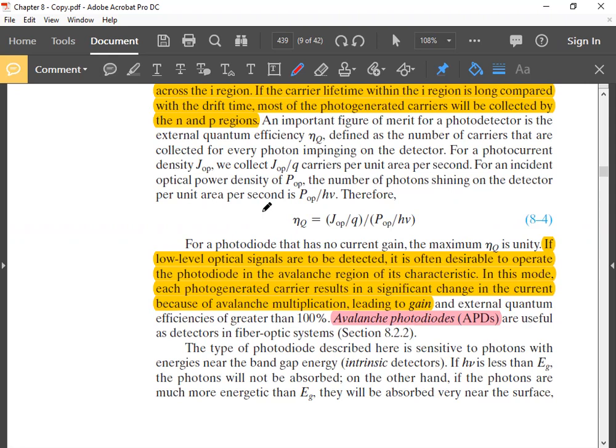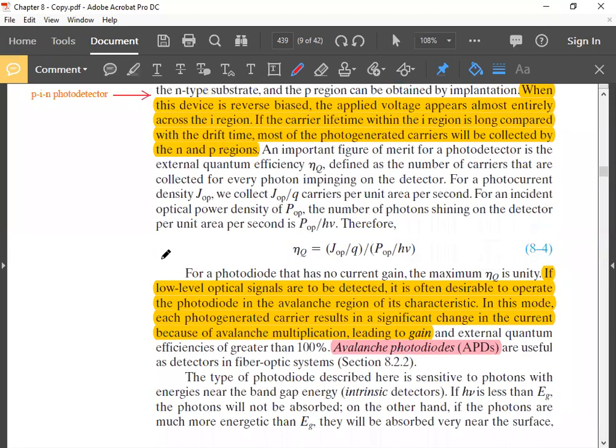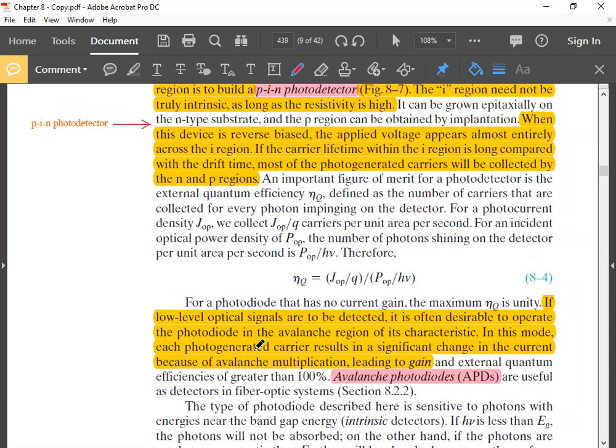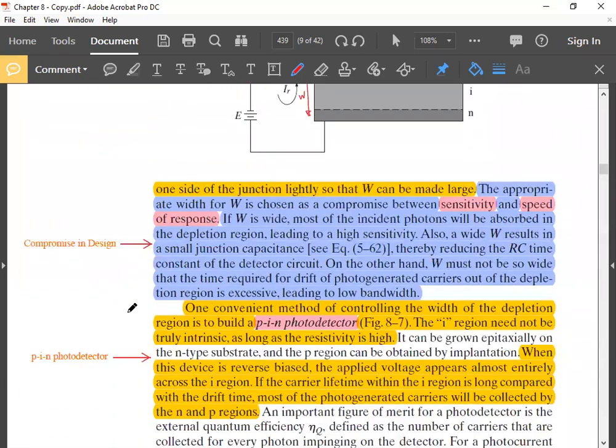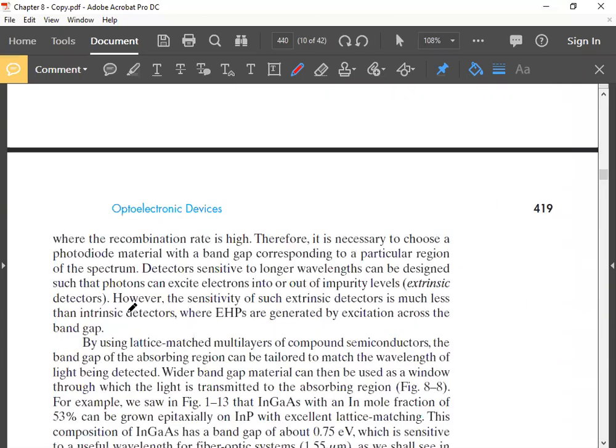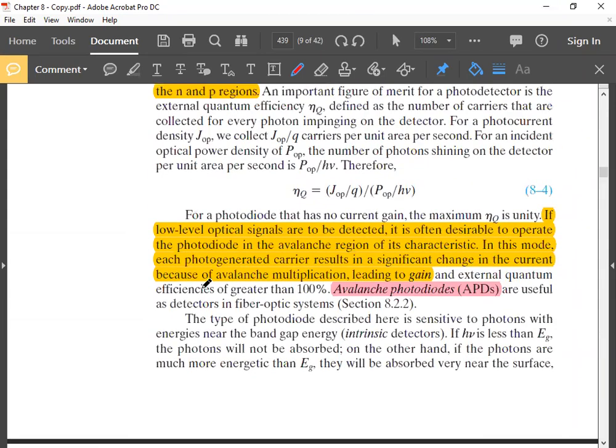The number of carriers increases, so current increases. So even if the number of optically generated carriers is small, the current may be large. This is useful to detect low levels of optical signals. So this is about the avalanche photodetector and the pin photodetector. That's all about photodetectors. Any question on photodetectors? Any more questions?